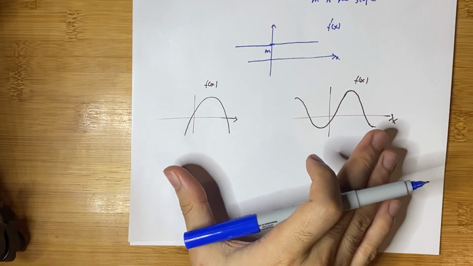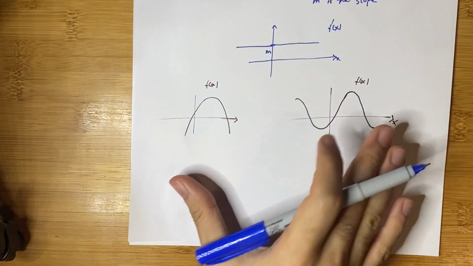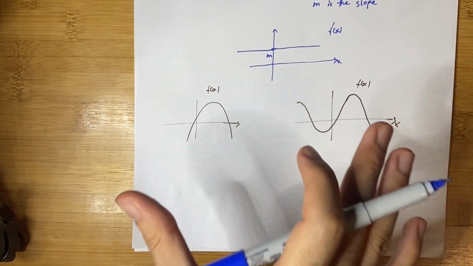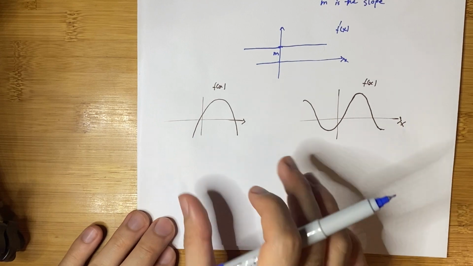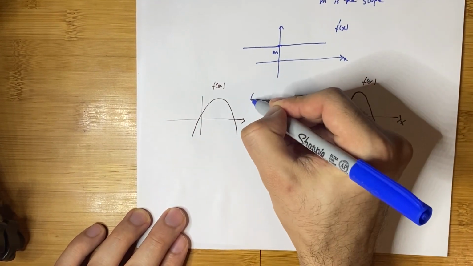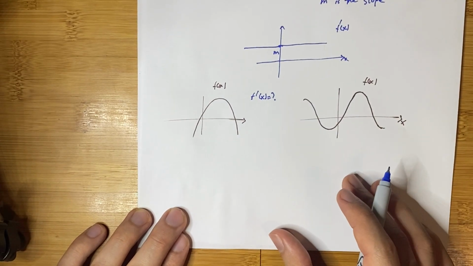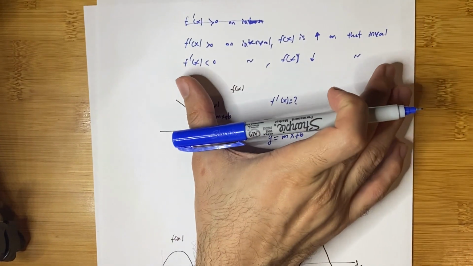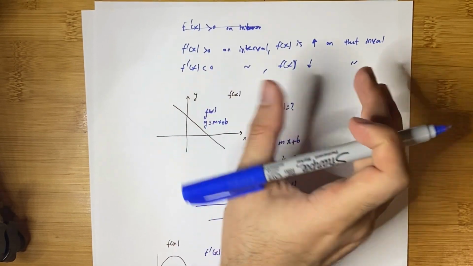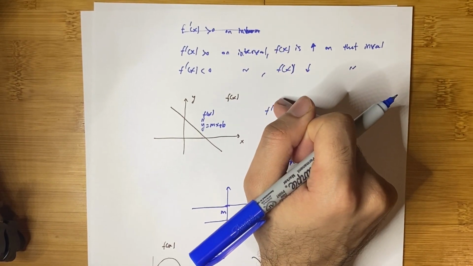These are two examples where we are given f of x and we want to find its derivative graphically. In the case of this function, we want to find f prime of x. Let's do that. Based on this rule, let's first find where f of x is increasing and where f of x is decreasing.